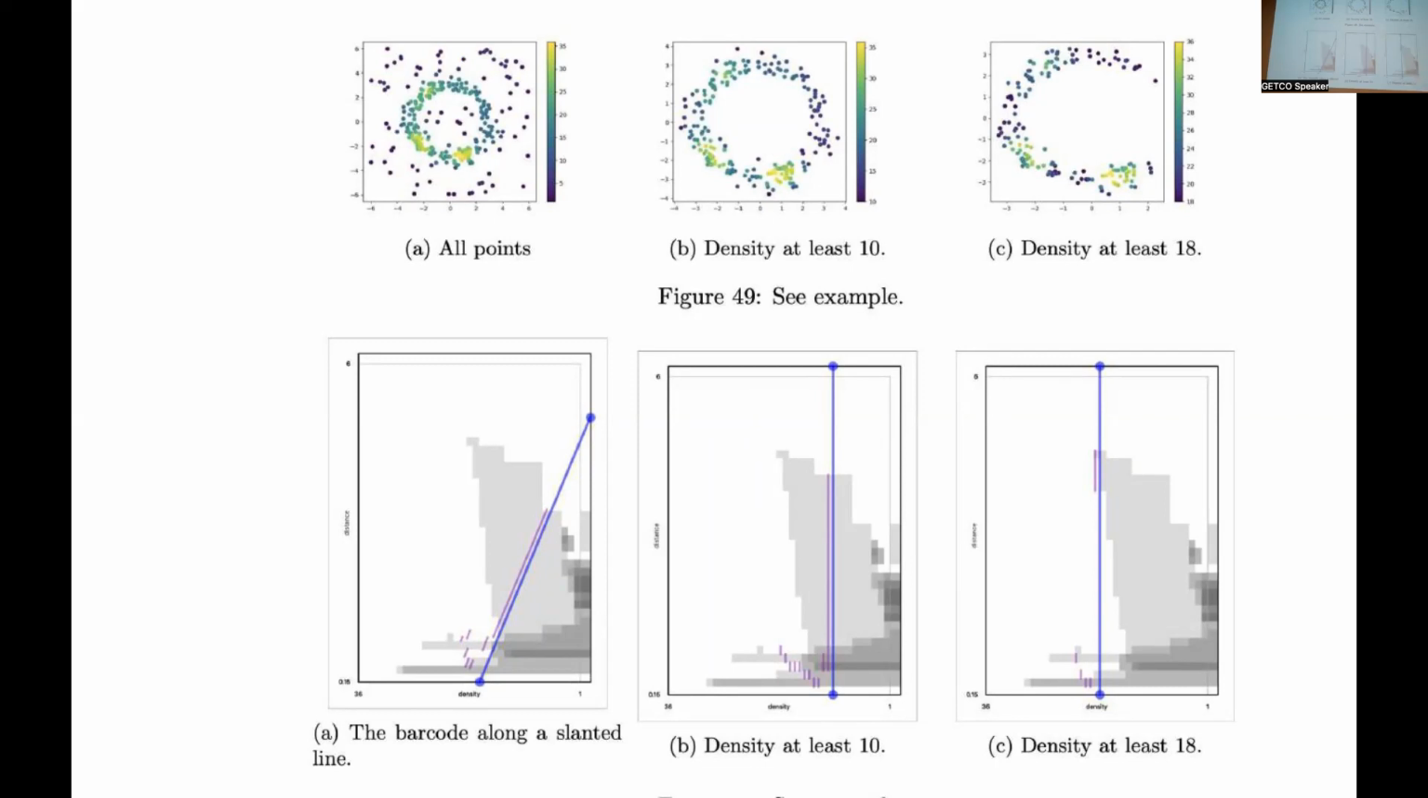So then I get this barcode, whereas if I say density at least 18, as I mentioned before, it's going to be very unstable in the choice of this density parameter. You will get this barcode here. And then you take your line and just slide it around, and you see that you have this one bar that somehow is robust to your different choices of angles, left and right.